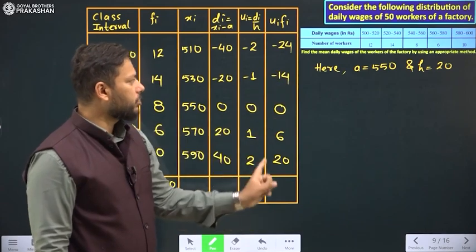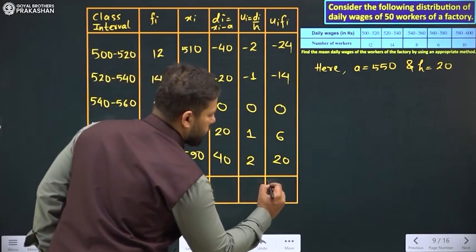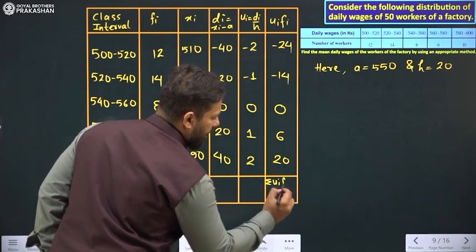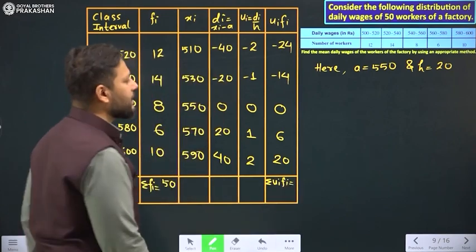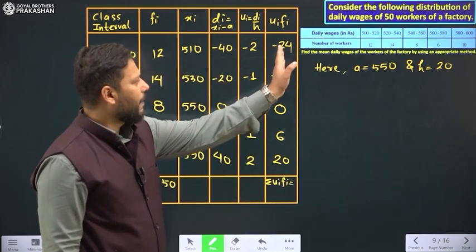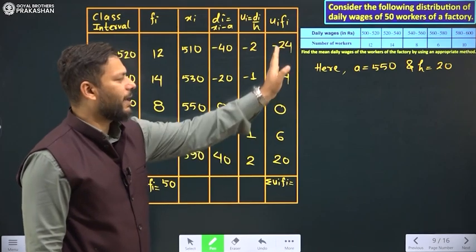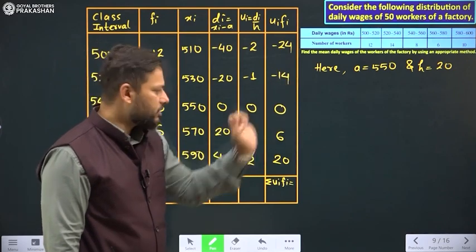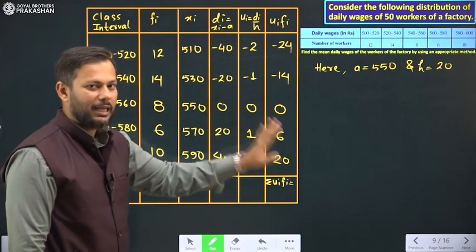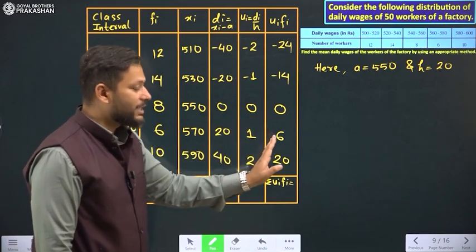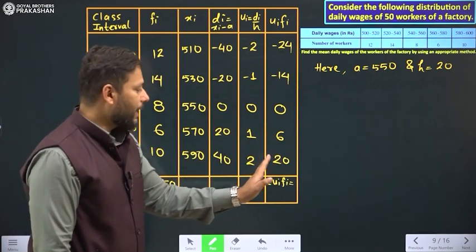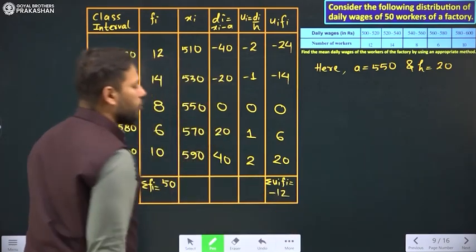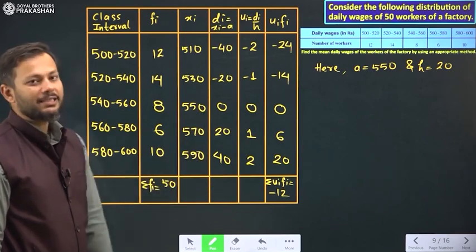Now we need to find out the summation of UiFi. So summation of UiFi is equal to, let us add, it's quite easy to add, minus 24 added with minus 14, minus minus will be addition. So 24 and 14 will be 38, so it is minus 38. Minus 38 plus 0 is again minus 38. Now minus 38 plus 6 would be minus 32, and minus 32 plus 20 would be minus 12. So we get the summation of UiFi as minus 12.